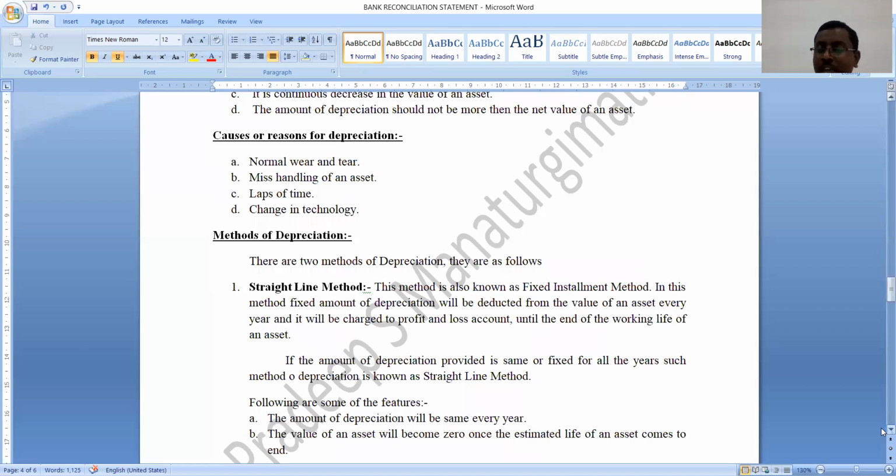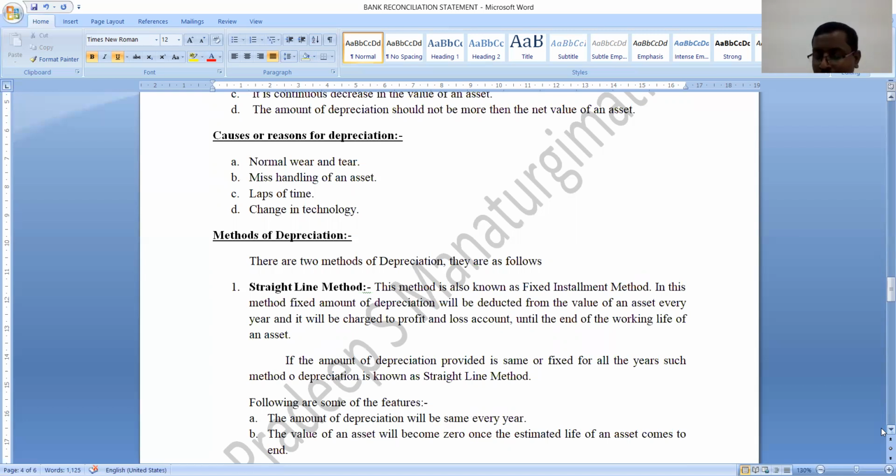Then the second one is mishandling of an asset. Workers may not be able to handle the assets properly. They may cause some damage to an asset. Understood? So to replace such kind of damaged asset, we need to charge depreciation.